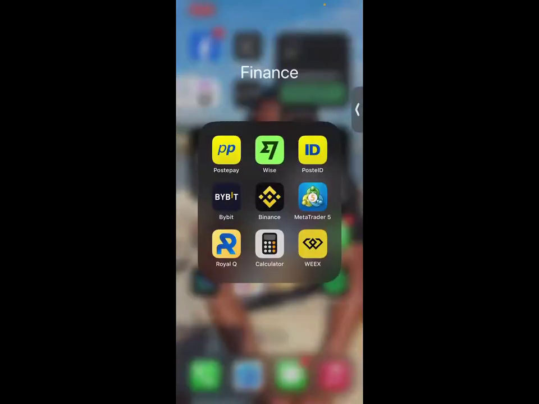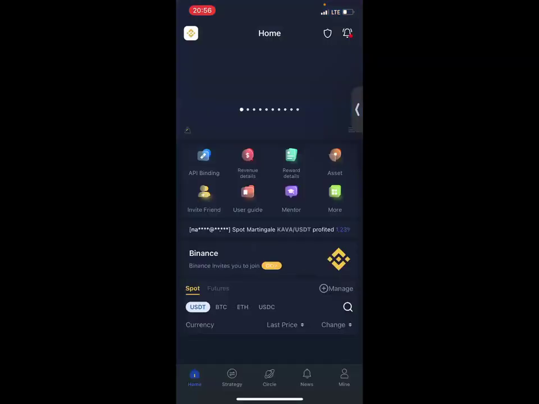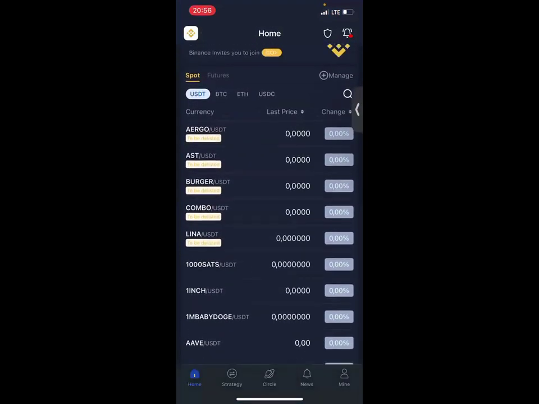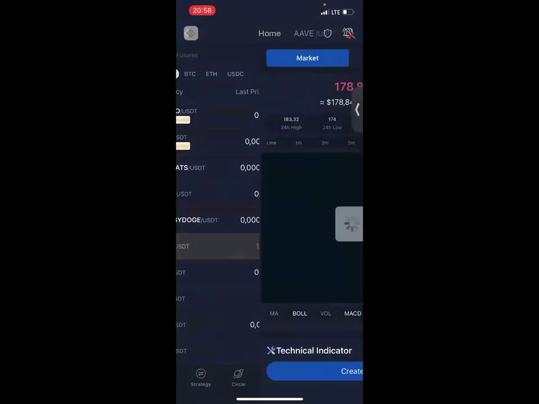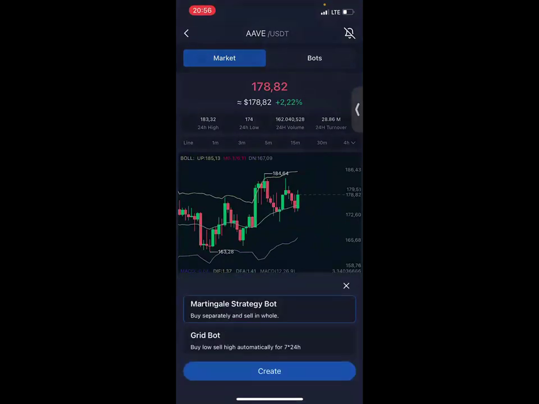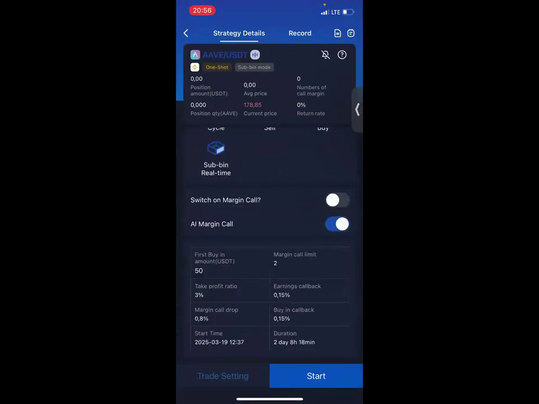Now you come to your RoyalQ app, and you pick a coin. So what's wrong with this network? And then you create a strategy, and then you come here.